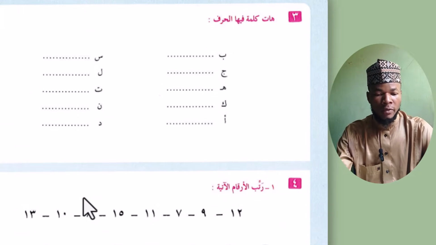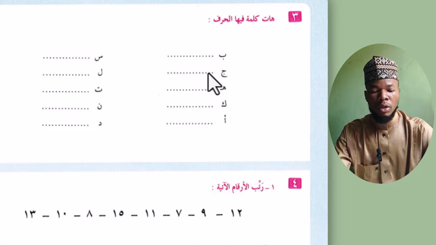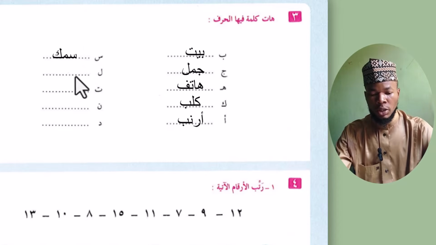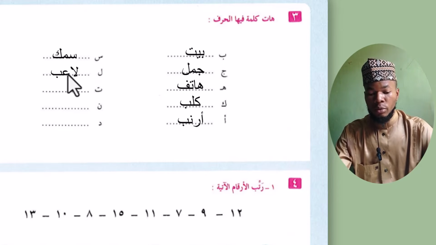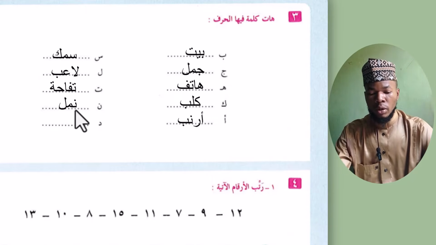So the next one, here we have an instruction that says هاتي كلمة, bring a word فيها الحرف, that contain the following letters. So the first letter we have ba. So here you can say baytun, a house, or babun, a door. Jim, jamalun, a camel. Ha, hatifun, a telephone. Kaf, kalbun, a dog. Alif, arnabun, a rabbit. Sin, samakun, a fish. Lam, la'ibun, a player. Ta, tufahatun, an apple. Nun, namlun, an ant. Dal, dajjajatun, a chicken.